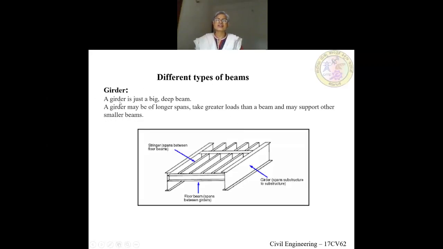Whereas the second type is called a girder. These are deep beams. So you can see the depth of the beam is more compared to other beams. You can see that there are a number of beams here. These are the stringer beams, which are supported by floor beams, which we'll take up in the next slide. Floor beams are spanning between the girders. So this is one girder and this is one girder. They are of longer spans. The span of the girders will be long and they take greater loads than the beam and may support other smaller beams like this. So this is a girder. Girders are normally used in bridges.